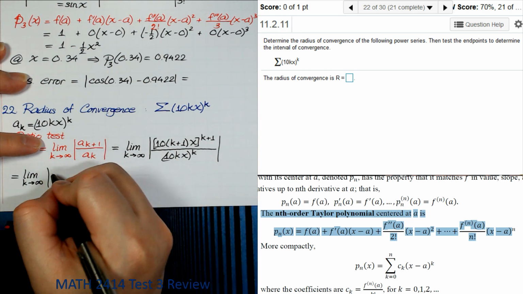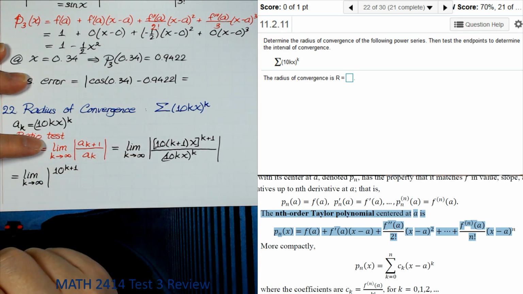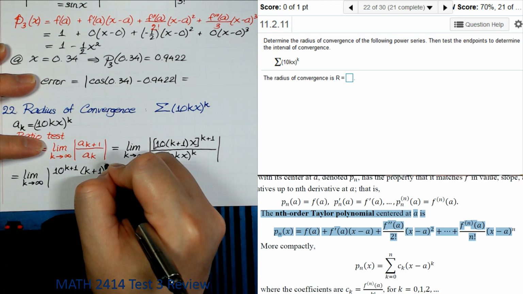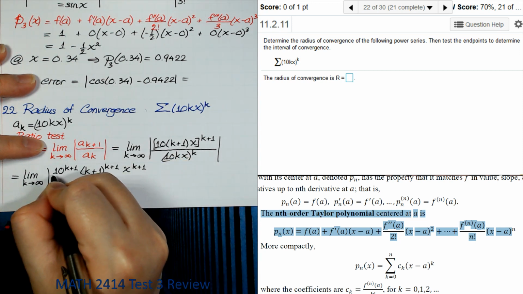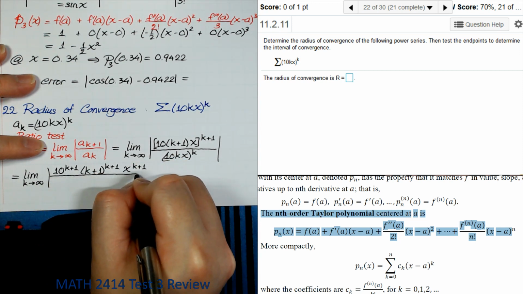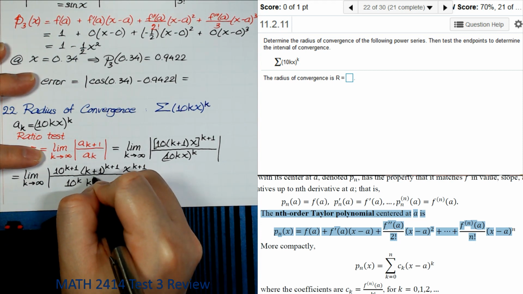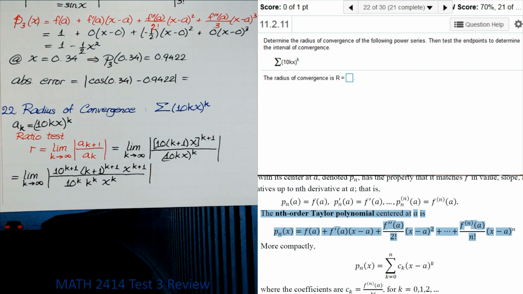Now the 10 raised to that power, the k plus 1 raised to the k plus 1, x to the k plus 1, and then we have 10 to the k, k to the k, x to the k. Right. That of course the ratio test. Now trying to simplify this. Hope I don't run out of paper.